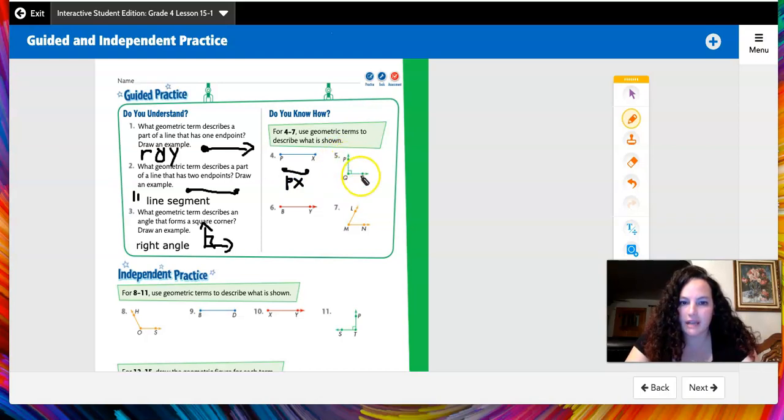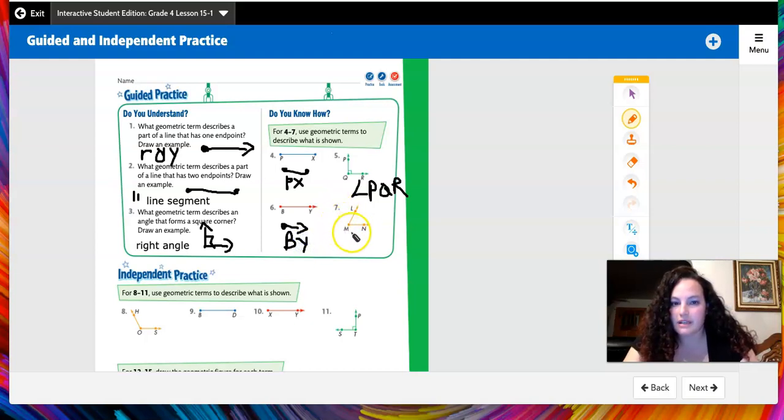This is going to be angle PQR. And you need to tell what kind of angle it is. And since it makes a square in this corner, it's a right angle. Number 6 is a ray because it has one endpoint and the other one has the arrow. So it's going to be demonstrated like this. And we're going to call it, remember, we start at the endpoint, BY. So ray BY.